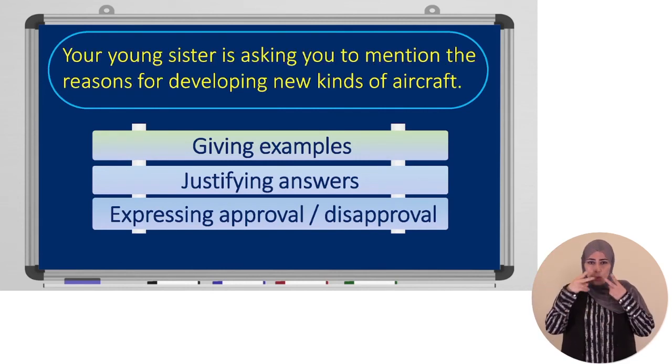Another example here is your younger sister is asking you to mention the reason for developing new kinds of aircrafts. What you have to do is just simply imagine that she's telling you that. Try to give examples, justify your answers, express approval or disapproval. It's all up to you on how you want to answer.